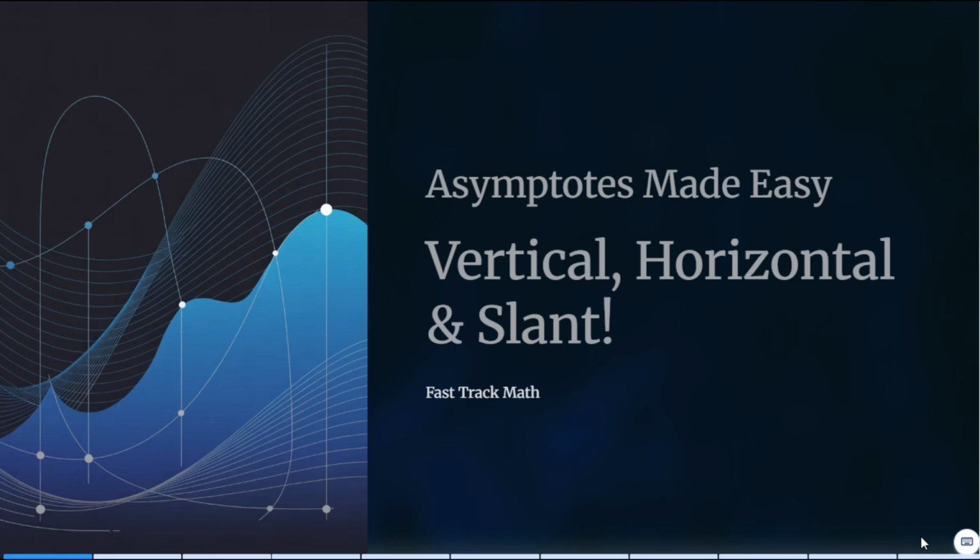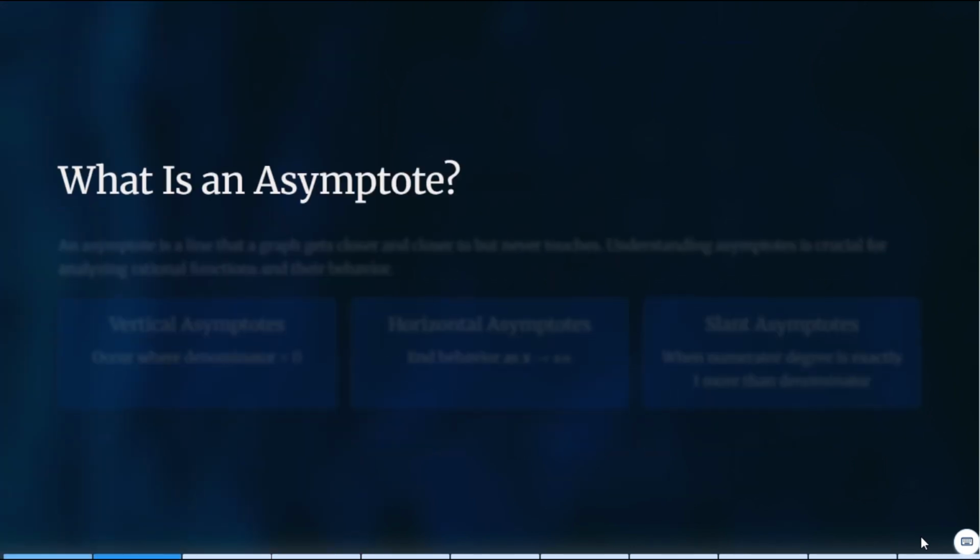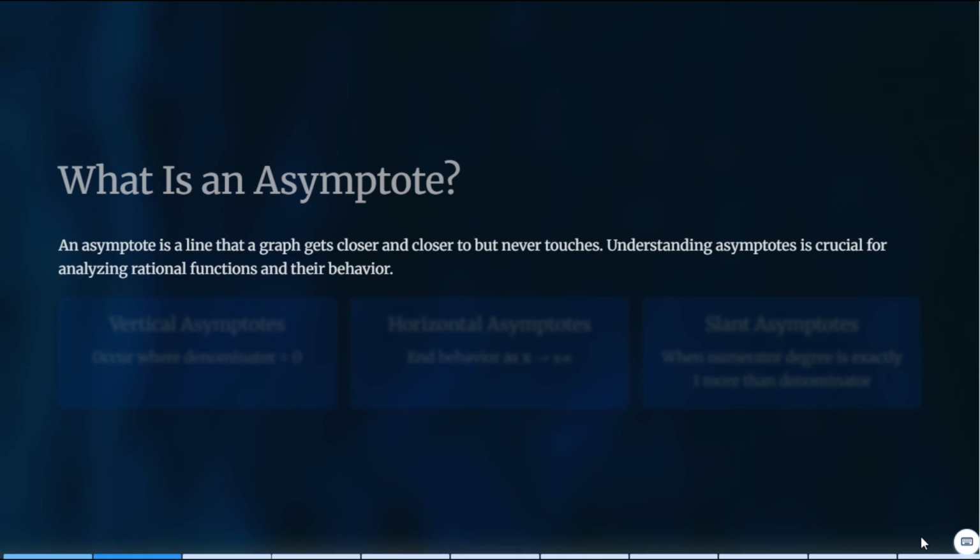If you've ever looked at a rational function and wondered where the graph is going, asymptotes give you the answer instantly. Let me show you the fast method. But first, what is an asymptote? An asymptote is a line that a graph gets closer and closer to, but never touches. Understanding asymptotes is crucial for analyzing rational functions and their behavior.